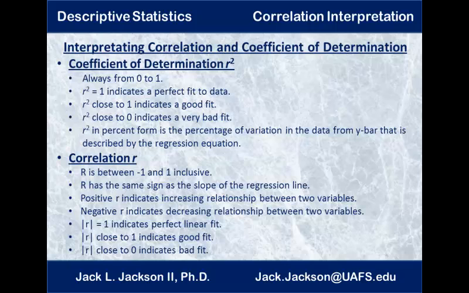We can get a similar interpretation just by looking at the correlation r. R, that should be a lowercase r, is between negative 1 and 1 inclusive. R has the same sign as the slope of the regression equation, so a positive r indicates an increasing relationship between the two variables. Negative r indicates a decreasing relationship between the two variables and a negative slope to your regression equation. Absolute value of r equals 1 is a perfect linear fit, and absolute value of r close to 1 is a good fit. Close to 0 for absolute value of r is a bad fit.